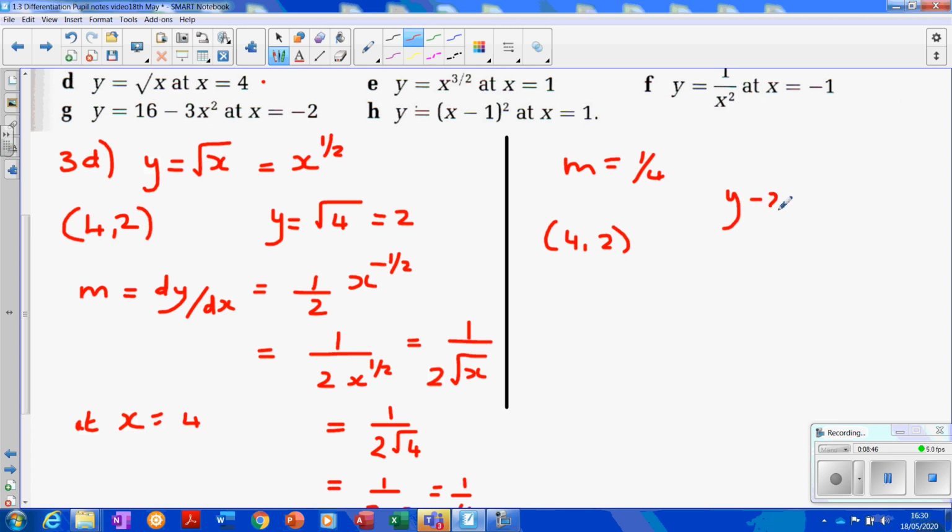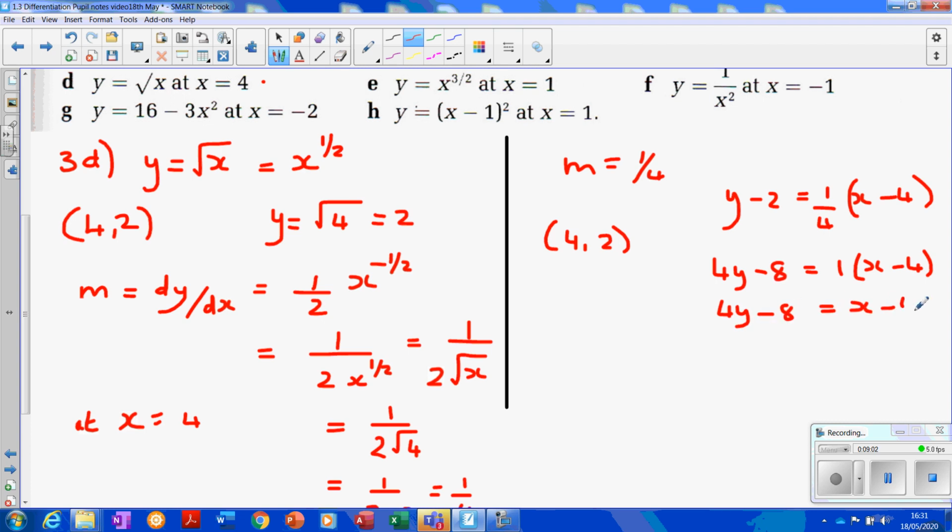So y minus b, y minus 2, is equal to a quarter times x minus a. Don't like quarters, so I'm going to multiply everything by 4. So 4y minus 8 is equal to 1 lot of x minus 4. So 4y minus 8 is x minus 4. Add 8 onto both sides. So 4y is equal to x plus 4.